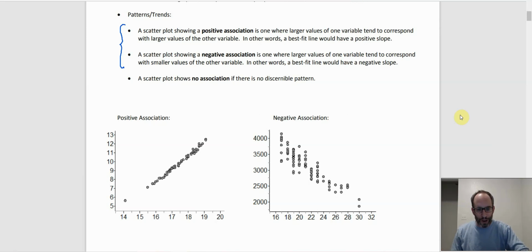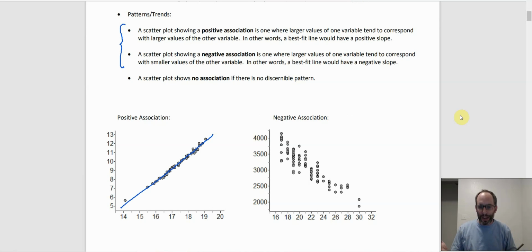And the graph where it says positive association, you can tell, right? If you drew in a best fit line, I'll try to do this here, it's going to go right through all these points. Right? It's basically just going to do this. And yeah, that line has a positive slope.